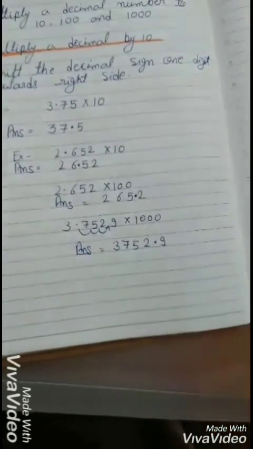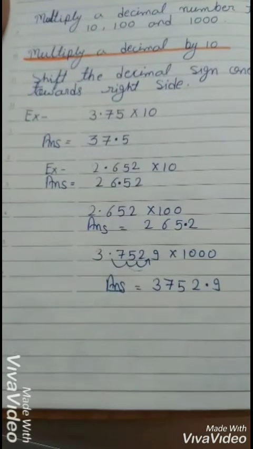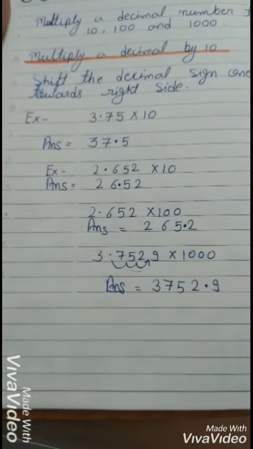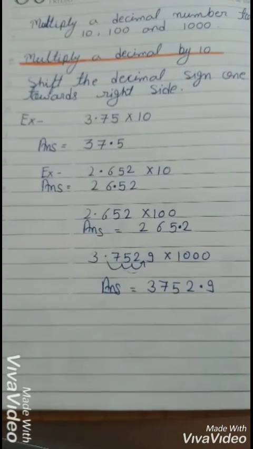Okay. I hope you all have understood how to multiply 2 or more decimal numbers and how to multiply a decimal by 10, 100, 1000, 10,000, 1 lakh, etc.